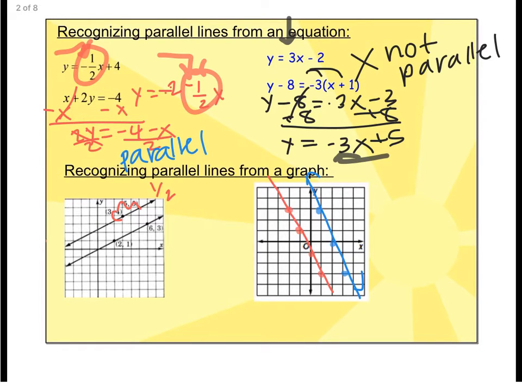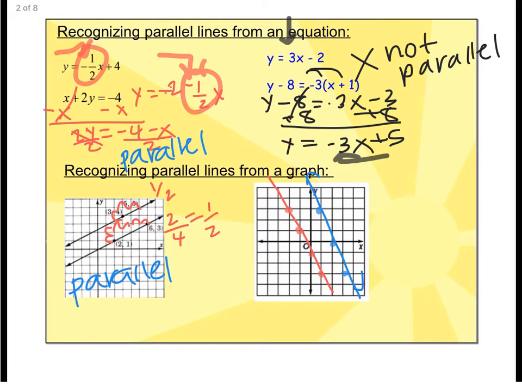Looking at the bottom line, I have to go up 2, and bear with me, it's a little hard on the iPad. Then I have to go over 1, 2, 3, 4. So my slope is 2/4, which I should simplify to 1/2. So they are the same. So this is also parallel. They have exactly the same slope, they'll never cross.